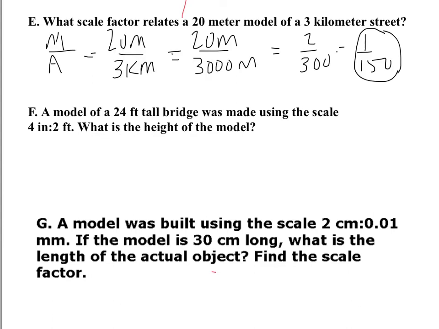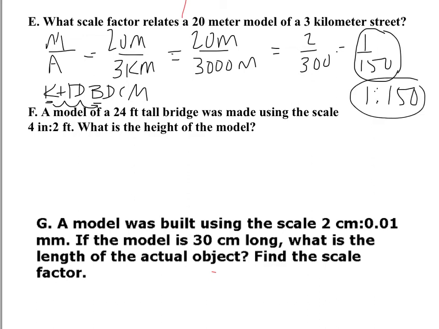Okay, so here we go. Model over actual again. I write down what's given in the problem, 20 meters over 3 kilometers. And again, we need to turn them into the same units. So using King Hector died by drinking chocolate milk, if you need to write it down. To go from kilometers to meters, you need to move 3 places. So 3 kilometers is 3,000 meters. And now I just need to reduce. I take off a 0 and I get 2 over 300, and then I divide both by 2 and I get 1 over 150, or you could write it also with the colon, 1 to 150.